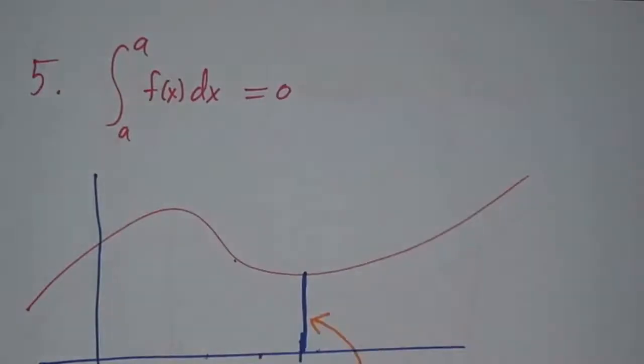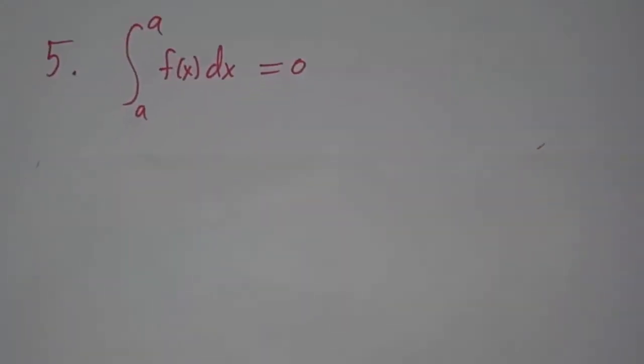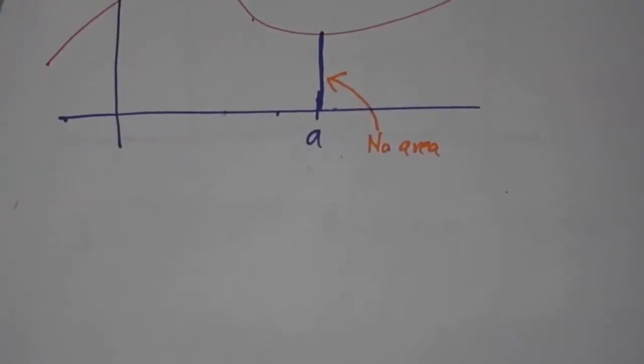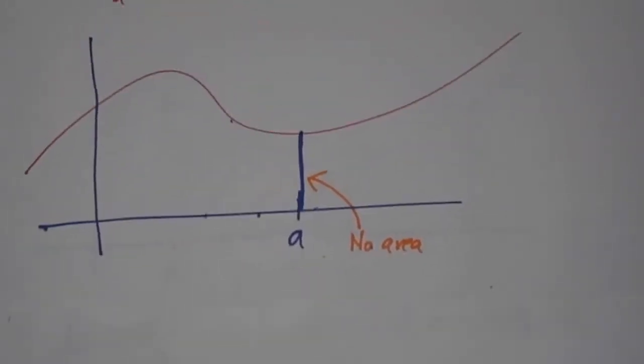Okay. What happens when you integrate from a to a? Well, I claim when you integrate from a to a of any function, you get 0. And from an area point of view, that's pretty clear. What's the area under the curve between a and a? I don't care how high it is, it's got 0 width, it has no area.